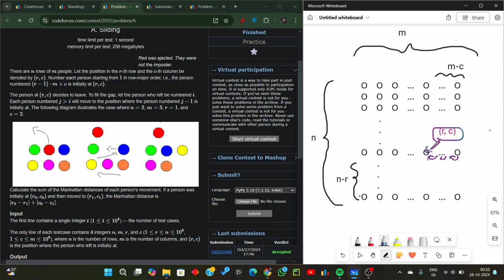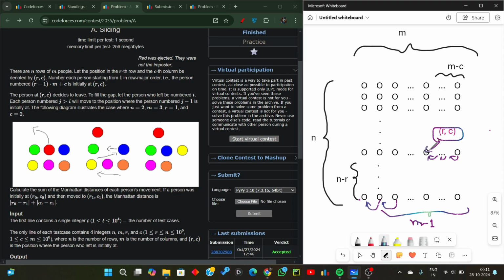Now let's try to figure out how the action works. For example, in this last row, the second person will move one step and take the spot of the first person. The third person will move one step and take the spot of the second person. Similarly, there are m minus 1 people, each of whom will move one step, and that is the Manhattan distance contributed by that person. So there are m minus 1 such people. So the total Manhattan distance contributed by them will be 1 times m minus 1, which is m minus 1.